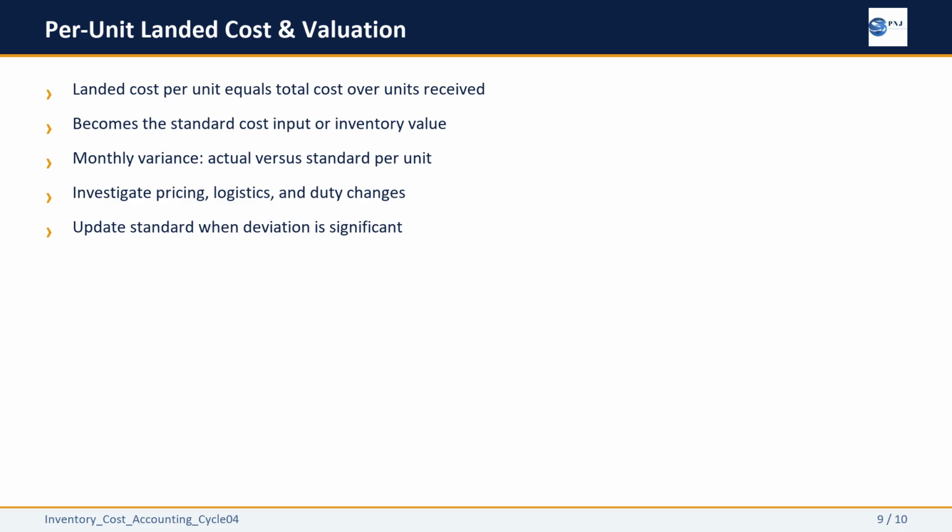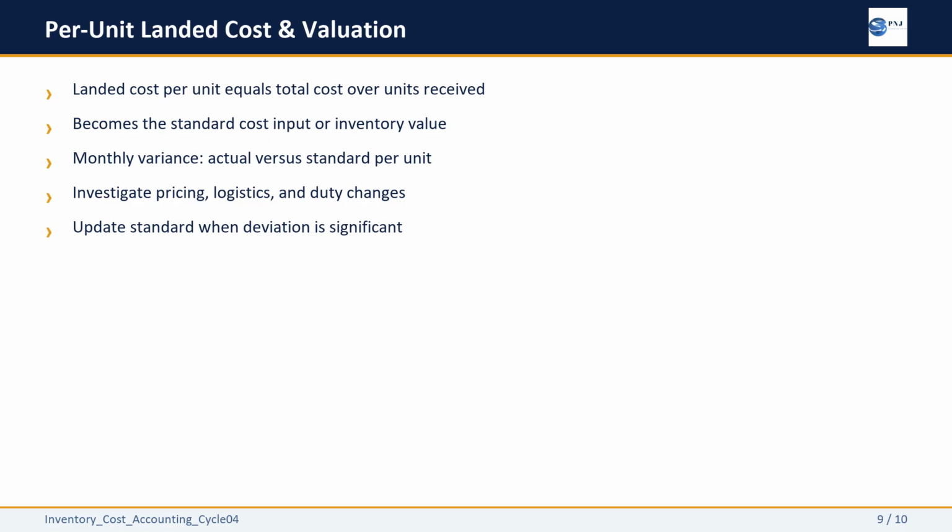Each month, a landed cost variance analysis compares the actual landed cost per unit against the standard, and the gap is investigated for supplier pricing, logistics, and duty changes. Here's the discipline. When the actual landed cost deviates significantly from standard, the standard material cost should be updated rather than left stale. That keeps your cost system honest and your variances meaningful.